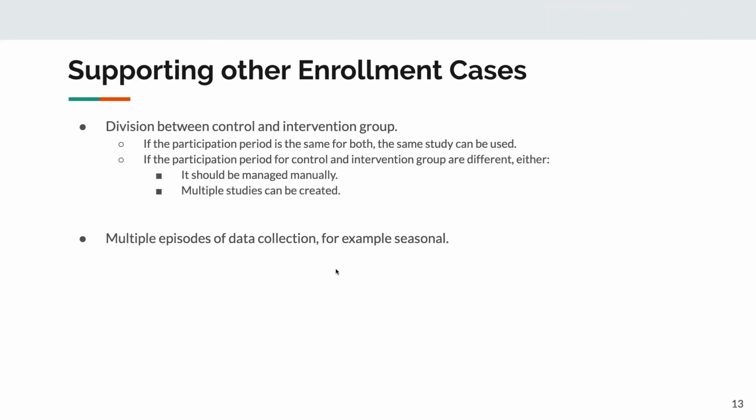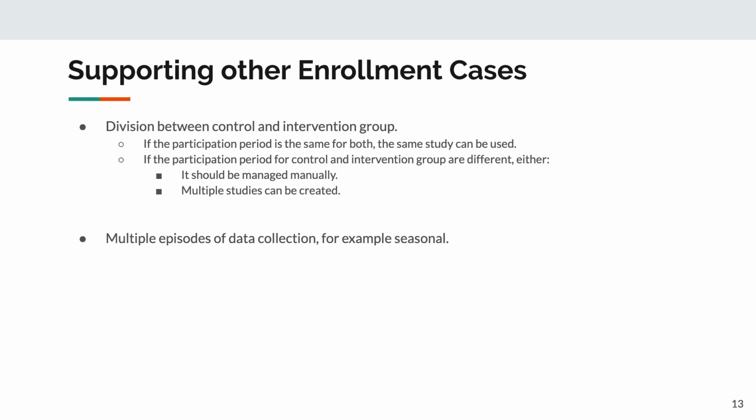So this system doesn't cover all cases. For example, there are two very common ones. The first one: if you have a control and intervention group, and you want a different study plan for them. If the study period is the same for both groups, you can still use that one study and just adjust parts of it, adjust data sources, adjust the activities that they have to do, depending on whether they specify they are part of the control or intervention group. So still just one study will work.